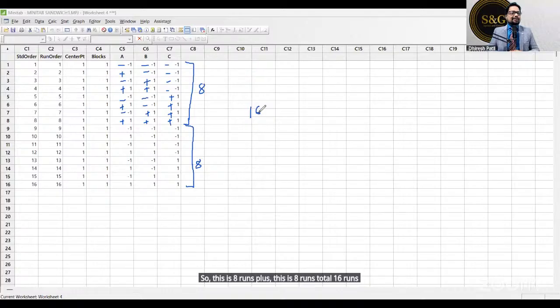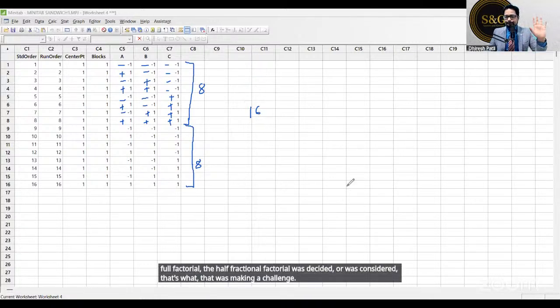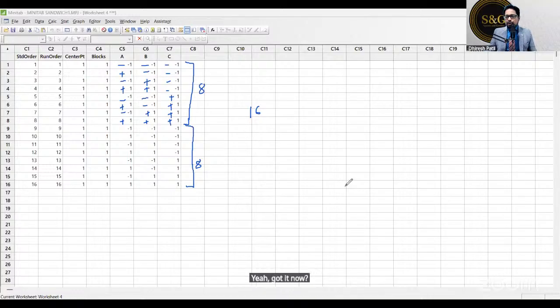Are you clear? Just give me yes in the chat box. So you will see exactly the same pattern here. Clear? So instead of full factorial, the half fractional factorial was considered. That's what was making a challenge. Clear? Got it now? Kiran ji, you got it or should I repeat this? किसको नहीं मिला है? Prabhakar ji, you got it right? Okay, Kiran ji got it. Prabhakar ji, what about you? Got it. Very good, super. Anyone else who has not understood?